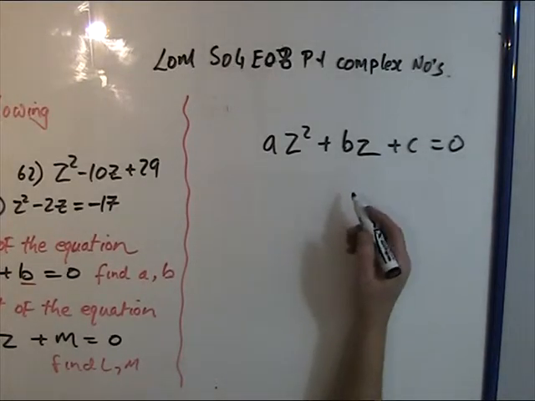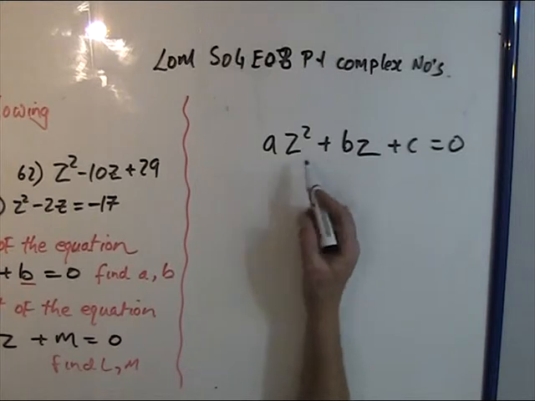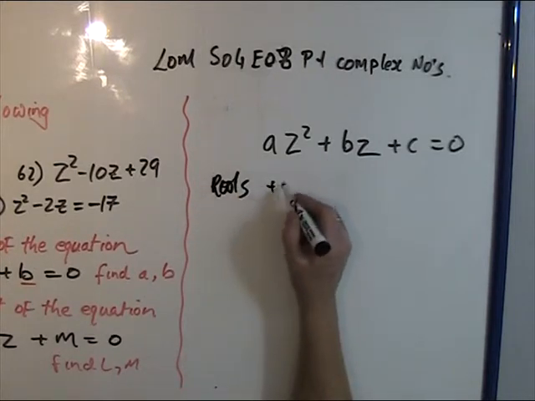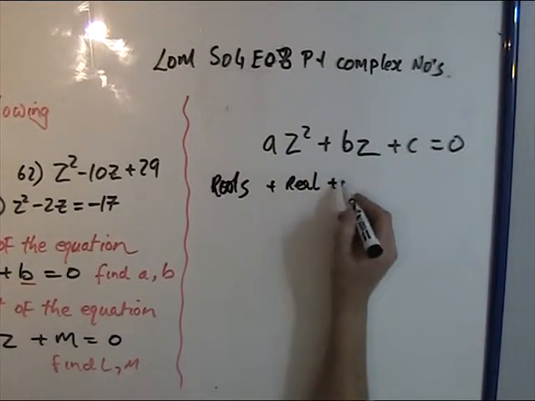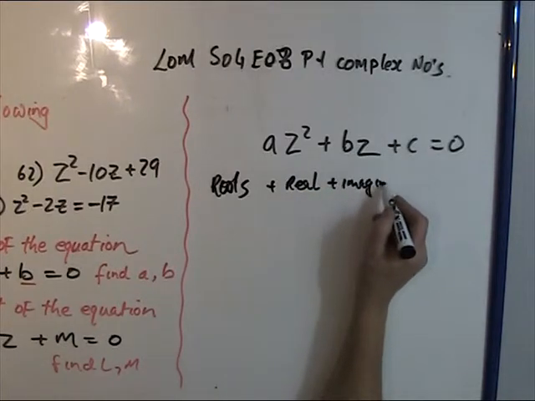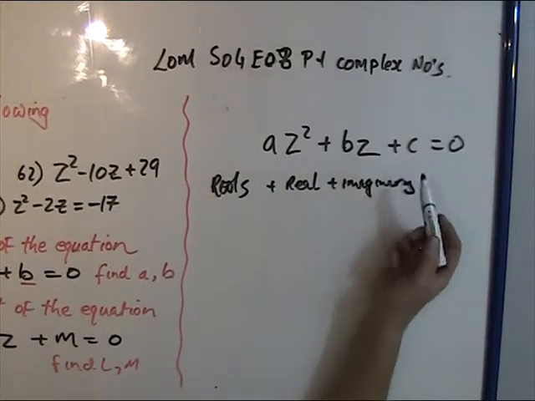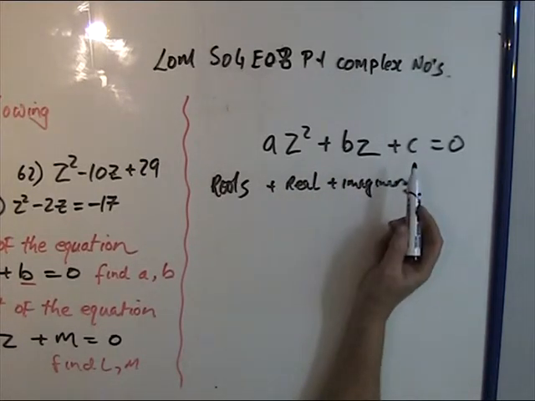So we had a rule here that the roots of this equation are going to be real and imaginary because we're on complex numbers. Now how will you know that? Well, you can see that there's a z here and there's a z here. They usually show them as z. Now that's not the only proof.